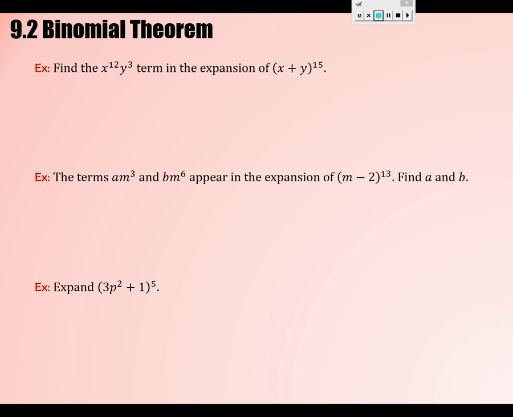Daisy, you want to give us the answer to the first one here? What is that? 15 choose 3. Right. 455. Is that what it is?